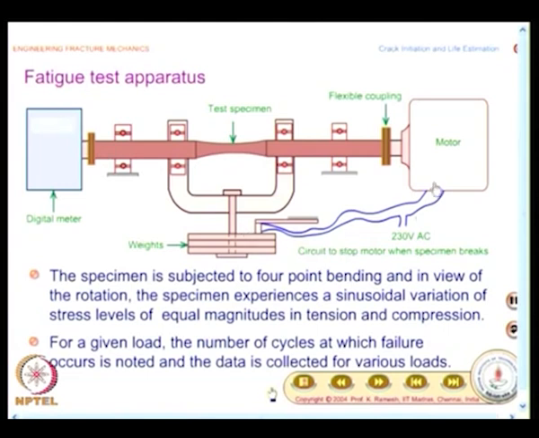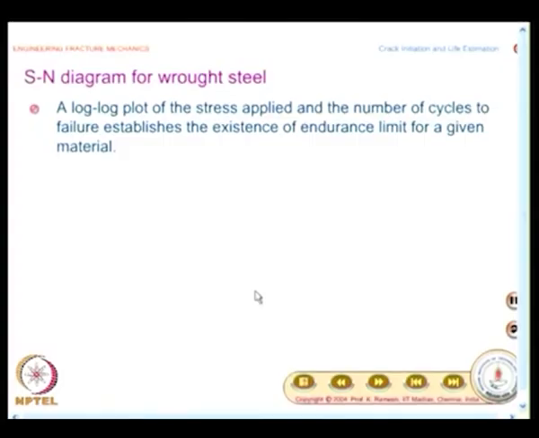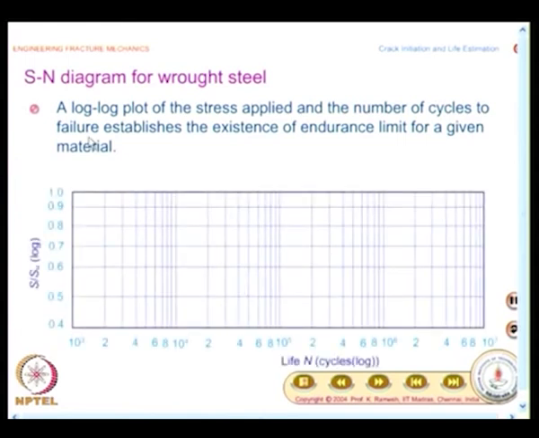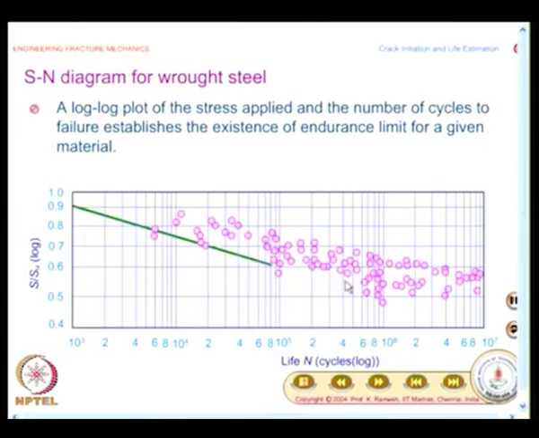That is how even the circuit diagram is designed. You are only noting down at what value of cyclical stress and what is the number of cycles the specimen breaks. You are not monitoring what happens when you have a crack, how the crack proceeds, and so on and so forth. Based on this, you have collected data from a fatigue test, and the famous SN diagram for a typical steel is given.